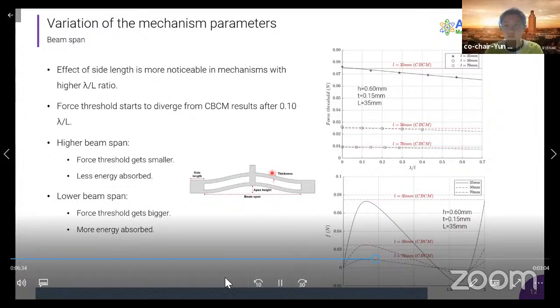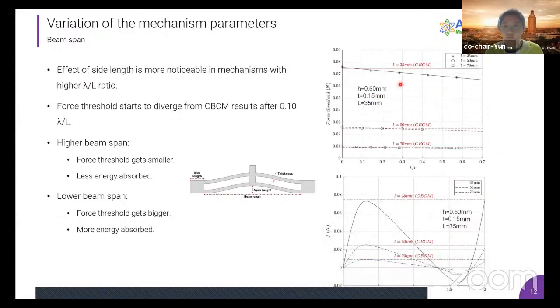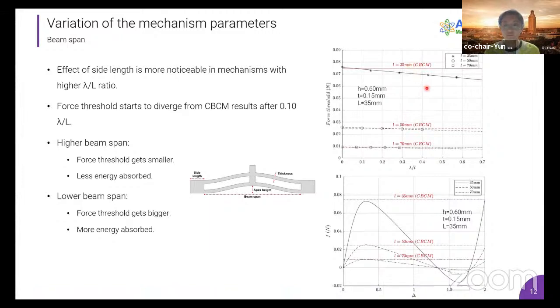So now talking about the beam span, the effect of the side length is more noticeable in mechanisms with higher lambda over L ratio. As we can see here, after the value of 0.10 of the ratio, the force threshold of the mechanism begins to diverge from the expected numerical result of the CBCM. And this distance is more evident in mechanisms with lower beam span, as we can see here. And for higher values of the beam span, the force threshold gets smaller and less energy is absorbed, as we can see here.